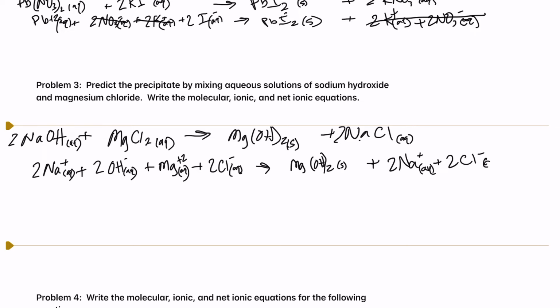We have our aqueous sodium, our aqueous chlorine. Both of those are going to be present as reactants and products. So I can cross those out from our ionic equation. And then we have our net ionic equation.